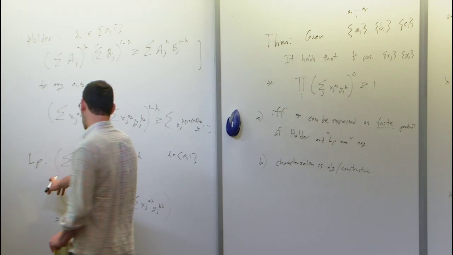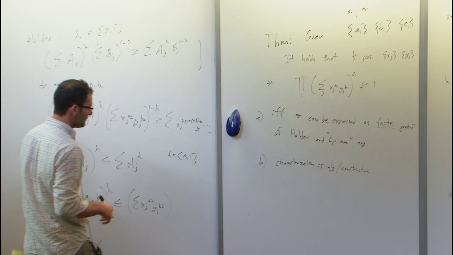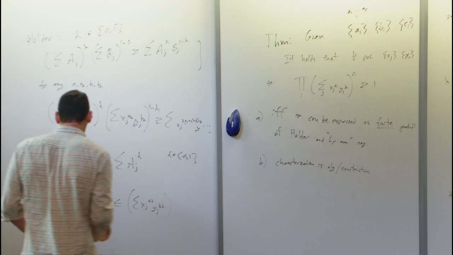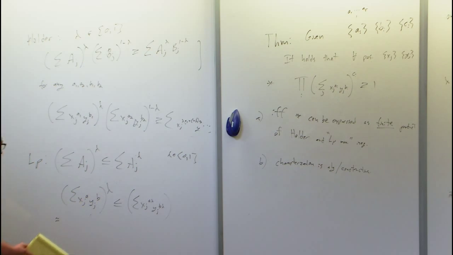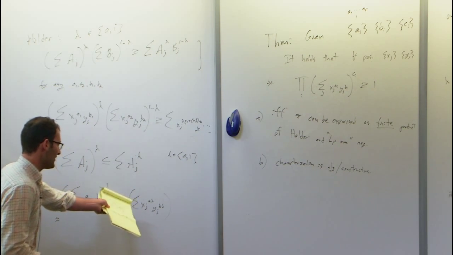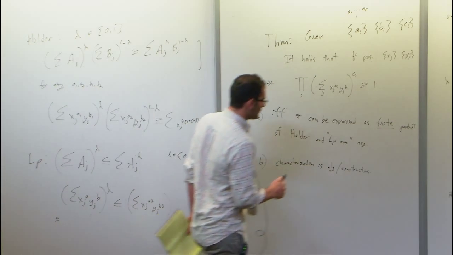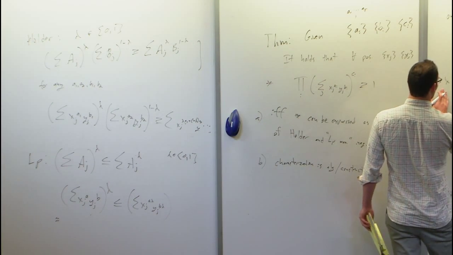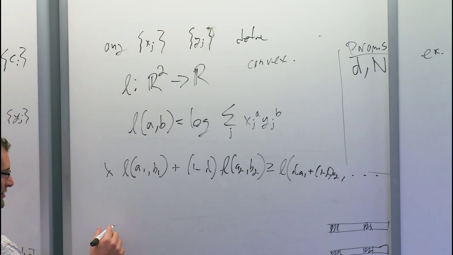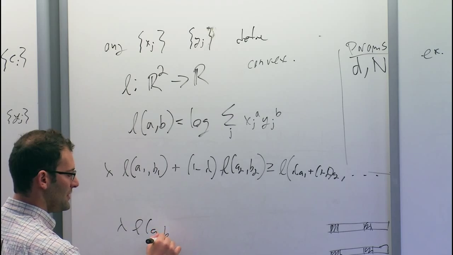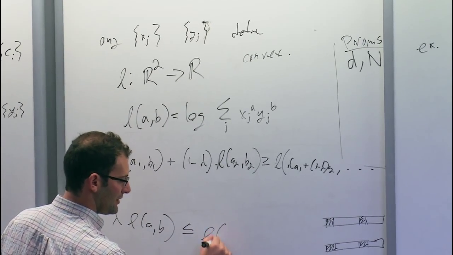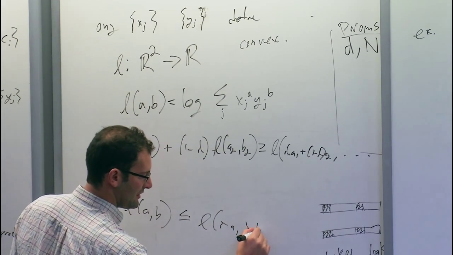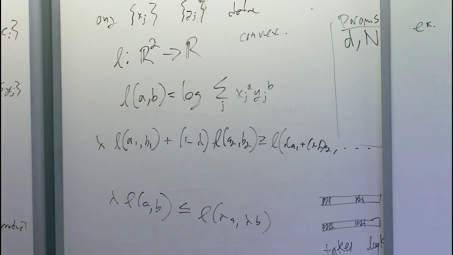What does this LP monotonicity tell us about this function? Well, again, taking the logs, it says that lambda times L of a comma b is less than or equal to L of lambda a comma lambda b. So this is from Holder. And so we also know that lambda times L of a comma b is less than or equal to L of lambda a, lambda b. So what does this mean?